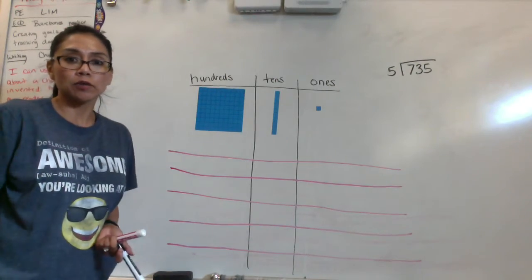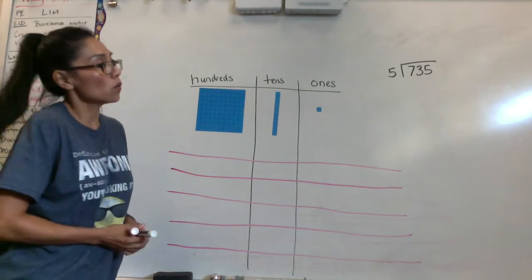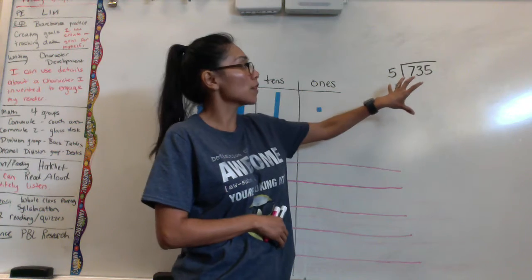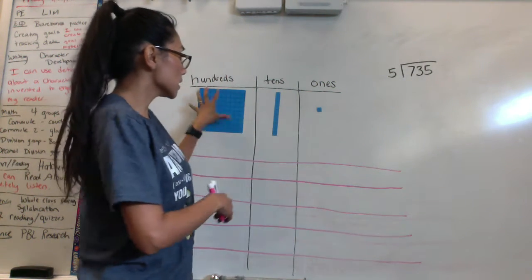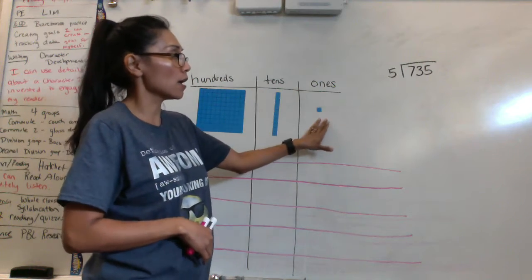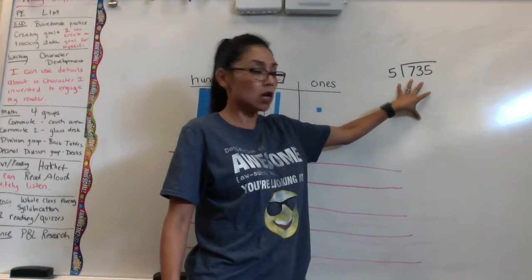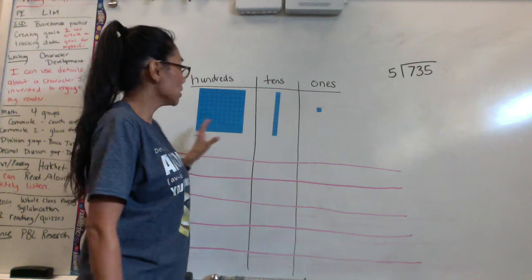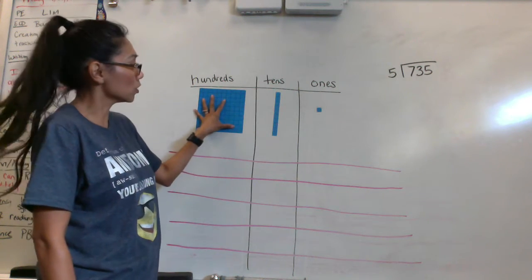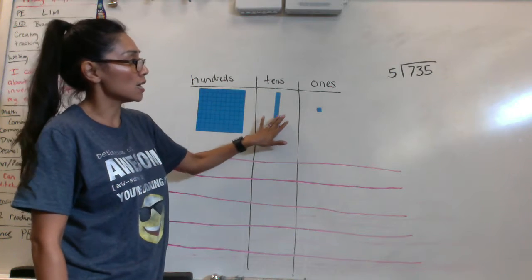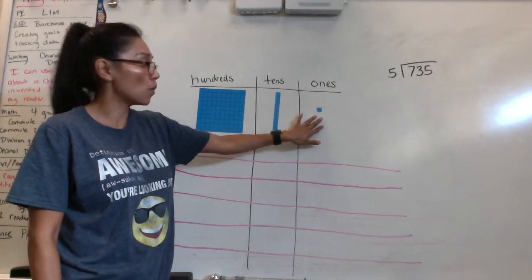So this is conceptual understanding of division. We are going to work side by side with the long division algorithm and conceptually understand the steps of long division. So I'm going to start here with showing you that I have flats, which are worth 100, rods, which are worth 10, and units, which are worth 1s.